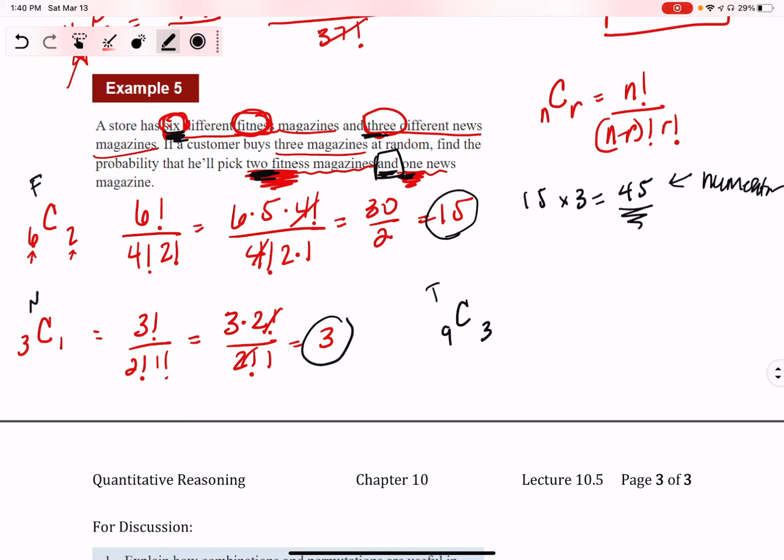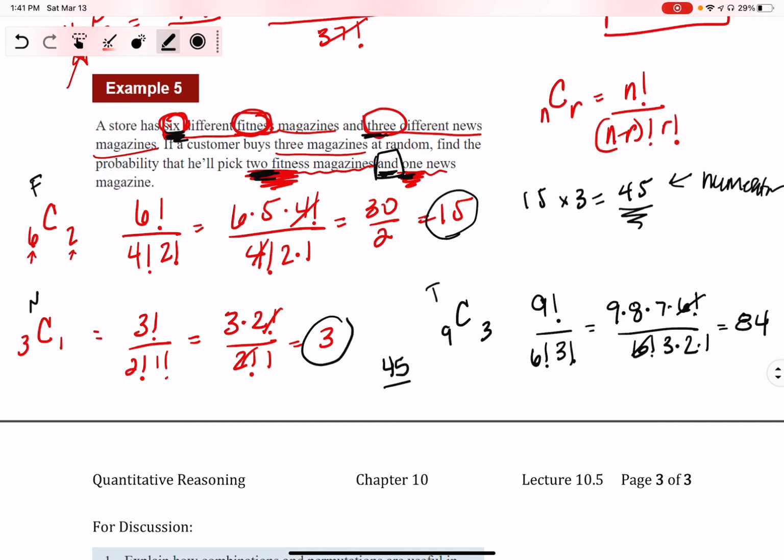Okay, now I have to do my combination formula to find my denominator, which is going to be 9 factorial over 9 minus 3 factorial, 3 factorial: 9 times 8 times 7 times 6 factorial over 6 factorial times 3 times 2 times 1. Those cancel out. I end up with 9 times 8 times 7 divided by 6, 84. So that's my denominator. My numerator is 45 out of 84. I can divide that and I get about 0.536.